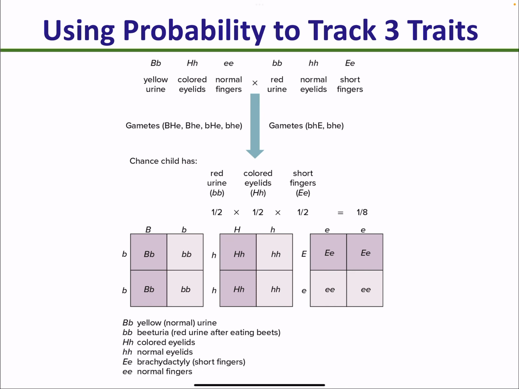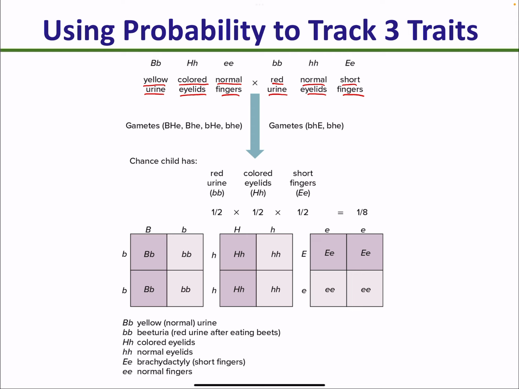Now, you can use that law of probability to track 3 traits, 4, 5, and so on and so forth. So here, say we are tracking the feature yellow urine or red urine, colored eyelids or normal eyelids, and finally normal fingers or short fingers.